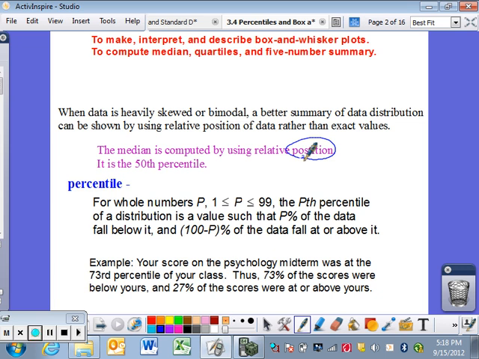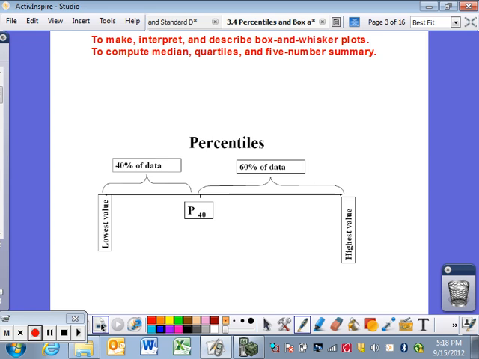If you have a psychology midterm and you're in the 73rd percentile, that means 73% of the scores were below yours. Or if you flip it up, 27% of the scores were actually above yours. It's your percentile. It has something to do with the score, but you can't necessarily give yourself an A or a B or a C with this number. It's gauging what percentile you're in.